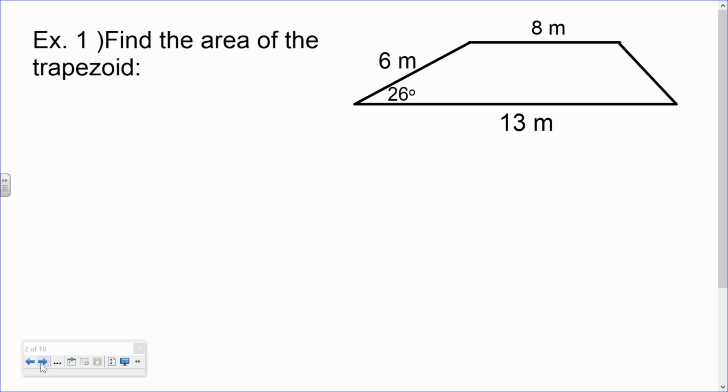So the first kind of triangular area one we're going to do isn't actually a triangle, but it's going to be a trapezoid. I'm going to find the area of the trapezoid. Okay, do we know a formula for trapezoids? Ava, what is it?